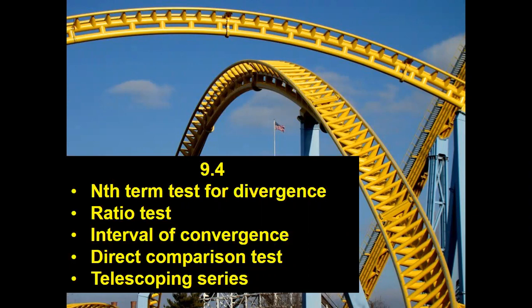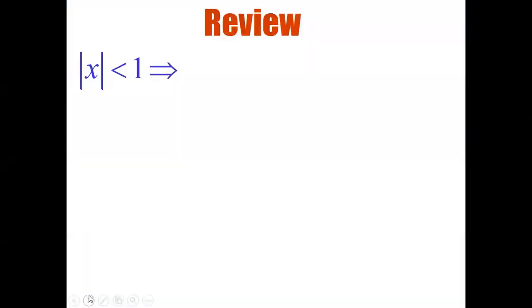There's a couple big main topics here that we're going to make sure that we get onto our flashcards. If you're not doing it during the video here, we'll definitely do that in class. So these are some of the things that we're going to talk about here. The nth term test for divergence, a ratio test, an interval of convergence, which we've discussed before in terms of geometric series, a direct comparison test, and telescoping series. All on their own, they're all pretty easy things, but we're going to try to hit a lot of things here today. So let's go. So let's do some basic algebra review here.